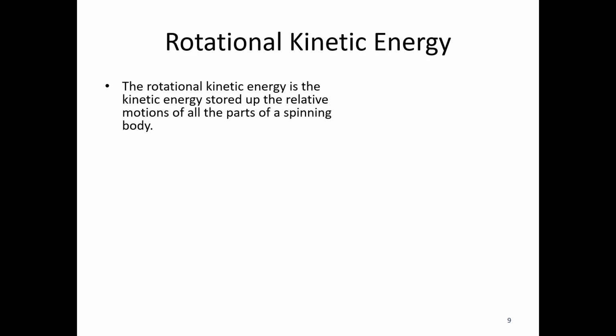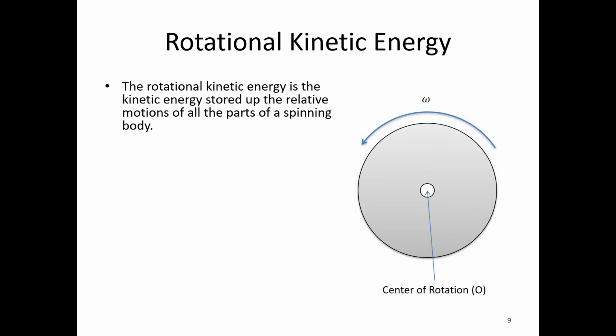Rotational, we're going to have a lot of the same setup. So the rotational kinetic energy is the kinetic energy stored up in the relative motions of all parts of a spinning body. So if you've got like a wheel or a flywheel, we can easily think about this having energy. As this thing is rotating, the center is not really moving, so there's not 1/2 mv squared, but all of the pieces around the edge of this will have a velocity. So if we sum up all those 1/2 mv squareds of the pieces, we'd wind up with the following: 1/2 I omega squared.